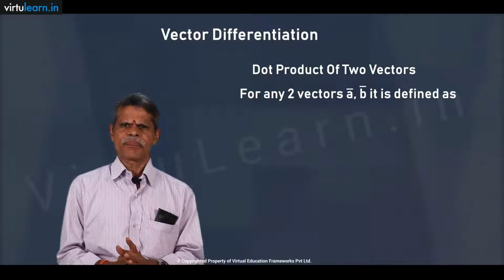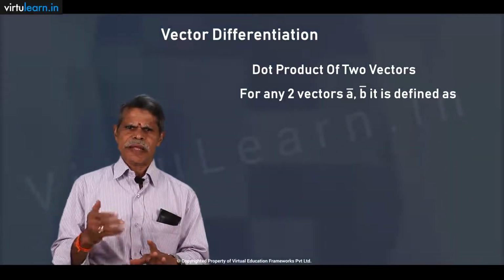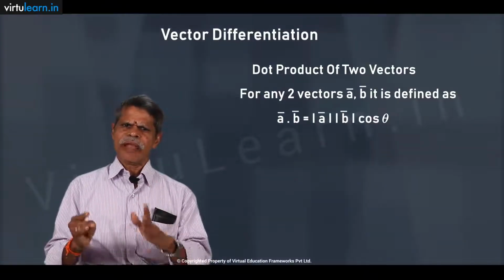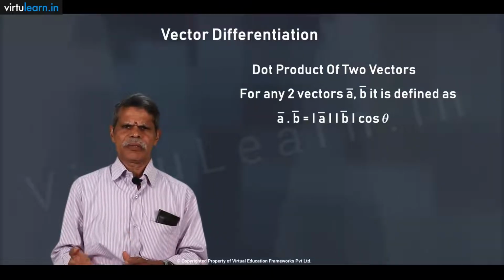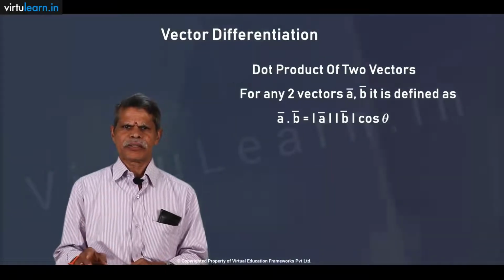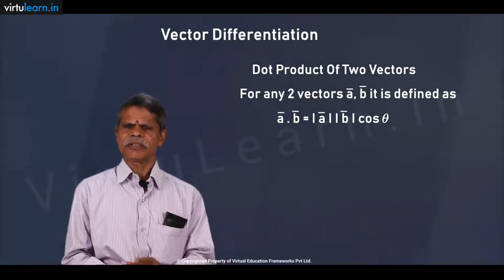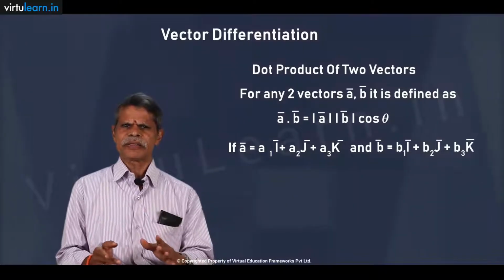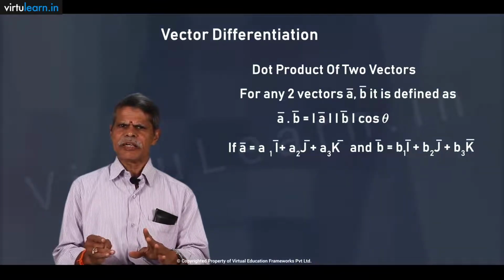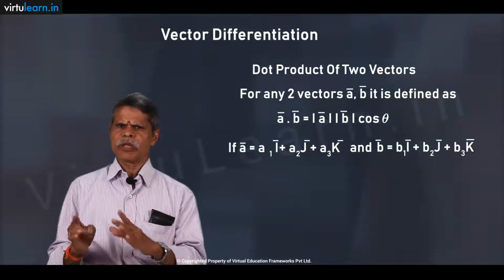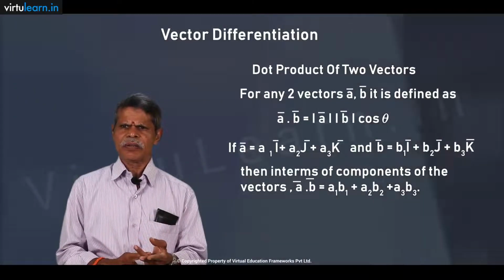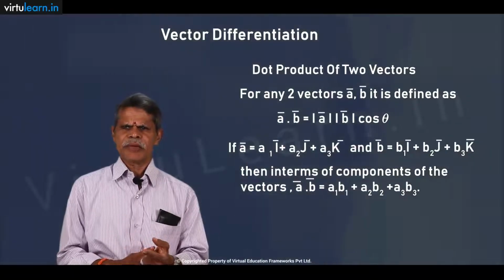How do you define the dot product of 2 vectors, say A bar and B bar? We define it as magnitude of A bar into magnitude of B bar into cos theta. What is theta here? Theta is the angle between the 2 vectors. Can we have an alternative definition? Yes. If A bar is represented as A1 I bar plus A2 J bar plus A3 K bar, and B bar is represented by B1 I bar plus B2 J bar plus B3 K bar, then A bar dot B bar is equal to A1 B1 plus A2 B2 plus A3 B3.